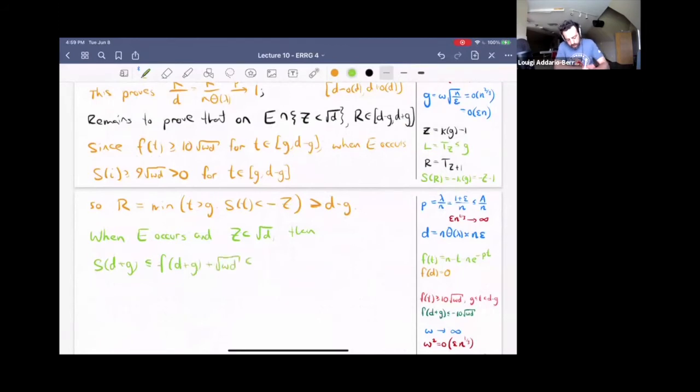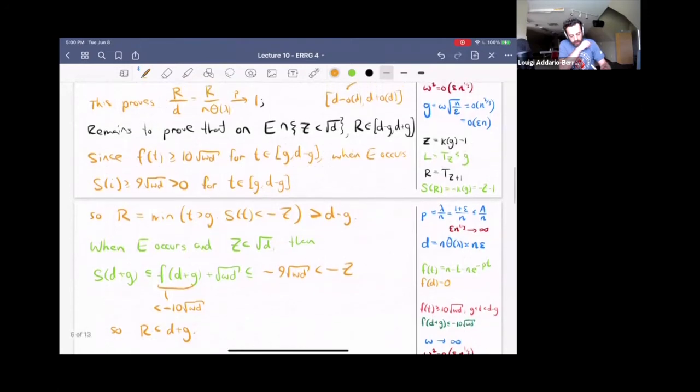Now this term, which is to be proved, we said was less than minus 10 root omega d. So this whole thing is less than minus 9 root omega d, which is less than minus z, because z is at most root d, and this is something tending to infinity relative to root d. And so that means that r is less than d plus g. So that proves it.